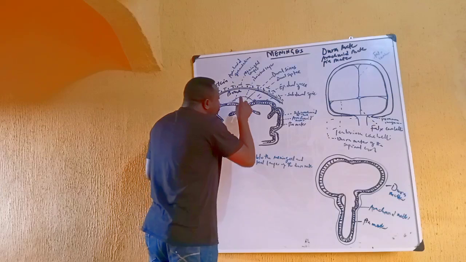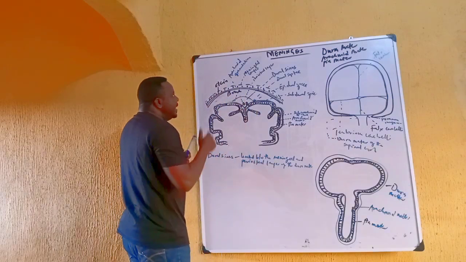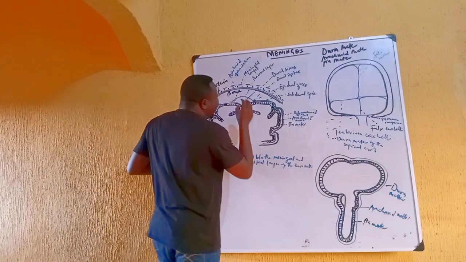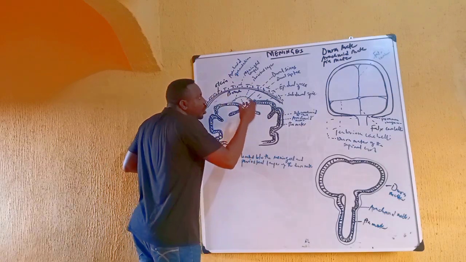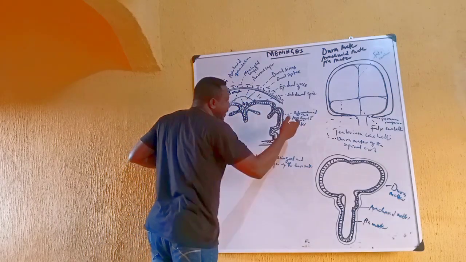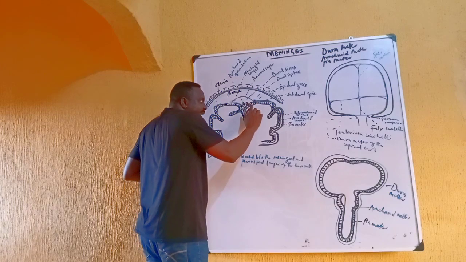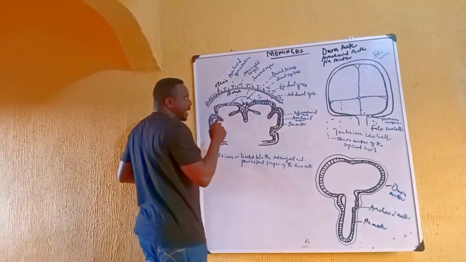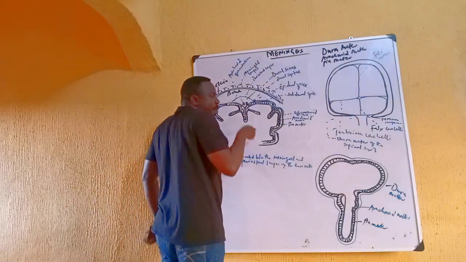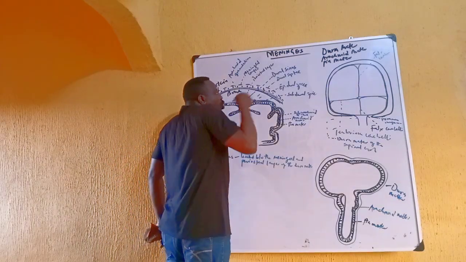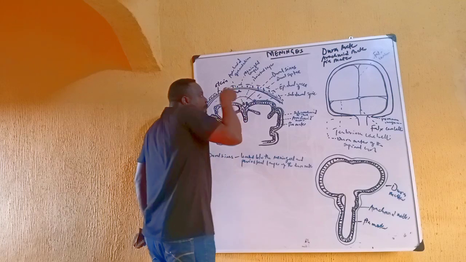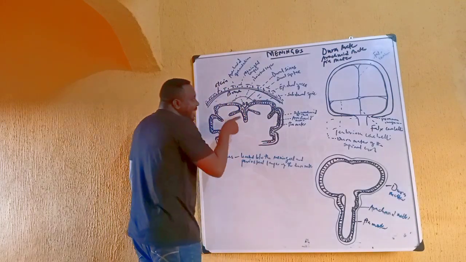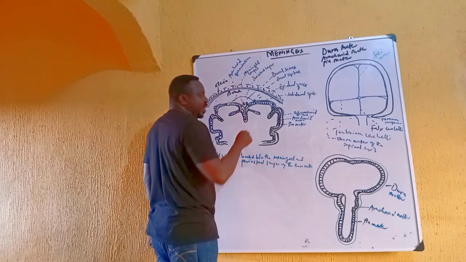Now there are spaces within this meningeal layer. The first space is called the epidural space. The epidural space is also known as the extradural space. It is the space that is above the dura mater. Then we have another space that is called the subdural space. That space is below the dura mater. There is another space that is called the subarachnoid space.